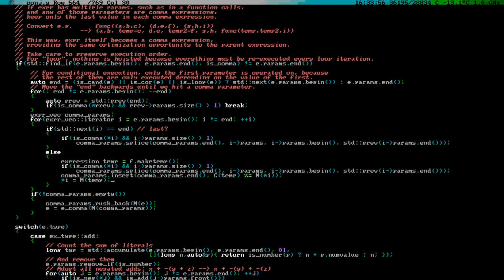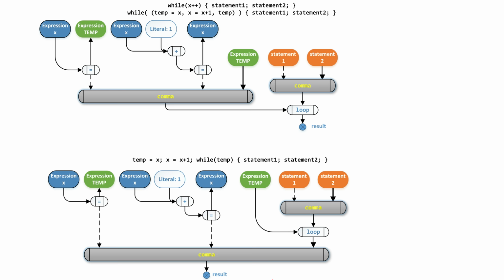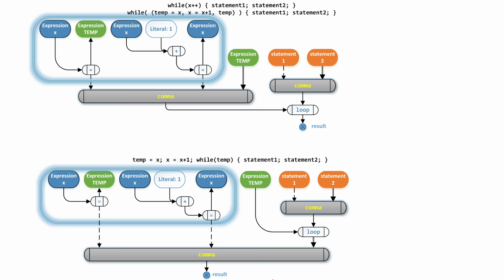Now if we take these rules for the if expression and try to apply it to the while expression verbatim, we will produce incorrect behavior. In the original expression, the x variable gets incremented on each loop, but in this modified form, the x variable gets incremented only once, before the loop. Here is how it must be corrected.